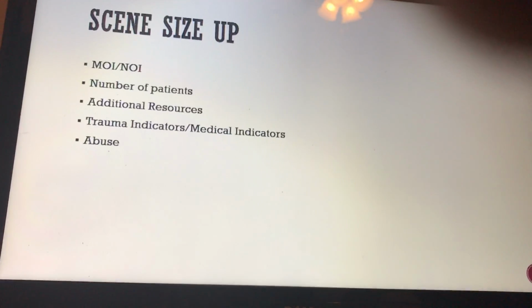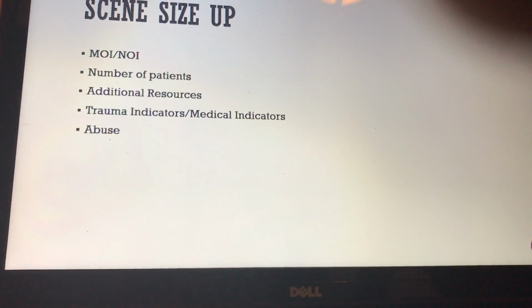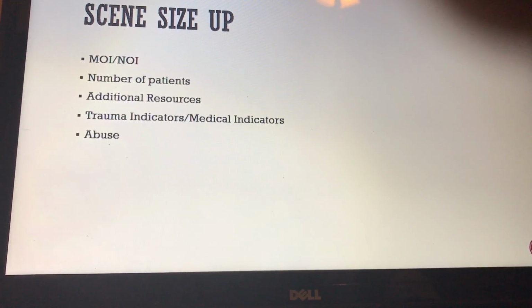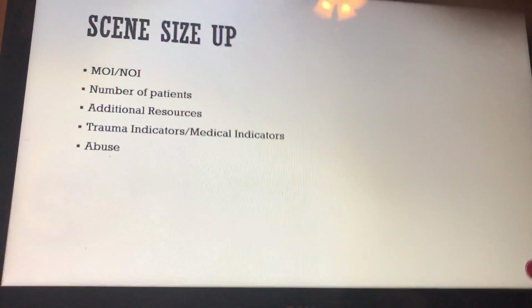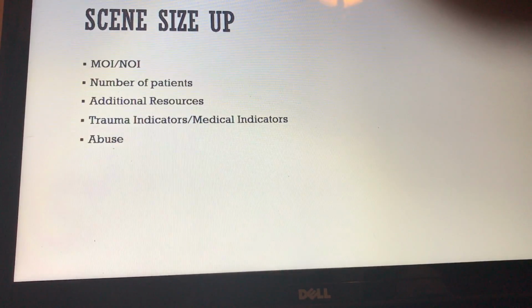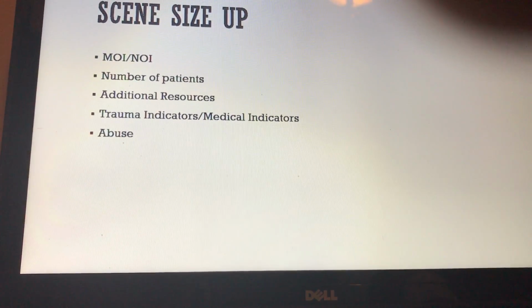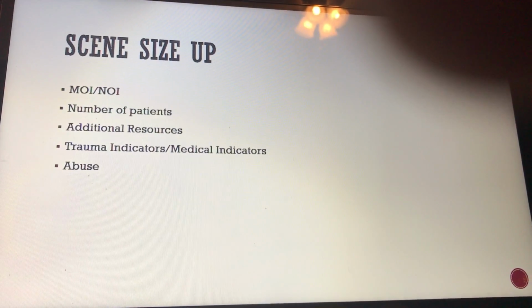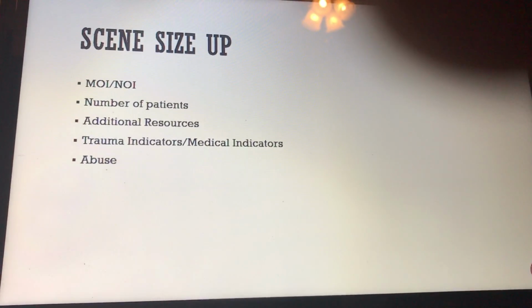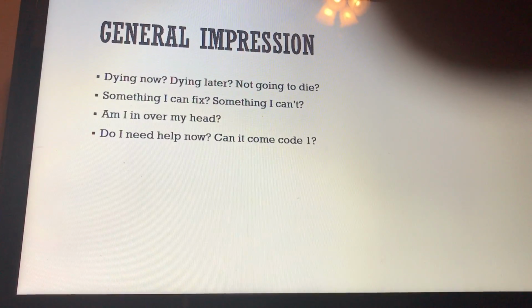And then on a medical scene, you want to make sure that there's no trauma. A medical could be a stroke. Well, that stroke patient fell, so you also have trauma. Or on a trauma, you always want to look for medical. Just because it's a car versus tree doesn't mean they didn't have an MI or a stroke or a diabetic episode that led to the MVA. So you want to be checking for stuff like that as well. You also want to be on the lookout for abuse.